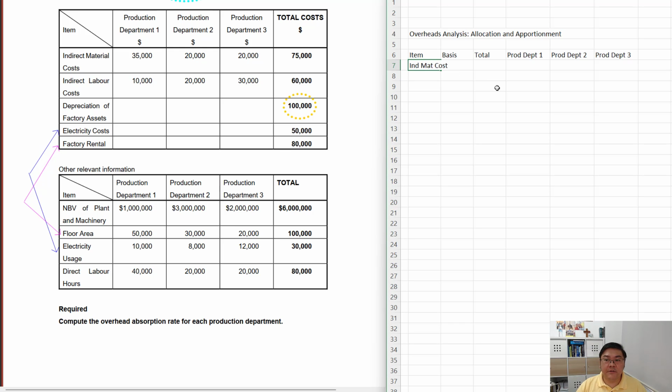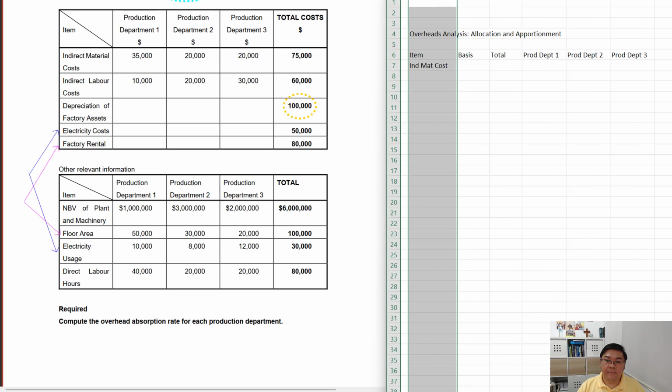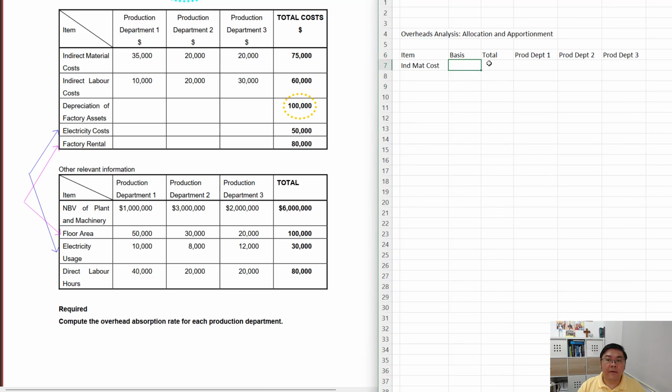Indirect material costs. I am told that you have 75,000, but because these costs have already been given directly to us, we can go straight in and allocate. So that's an allocation. We just allocate straight into the respective department. Indirect labor costs. Again, we're doing an allocation. The amount is 60,000. So this is 10, followed by 20, followed by 30.